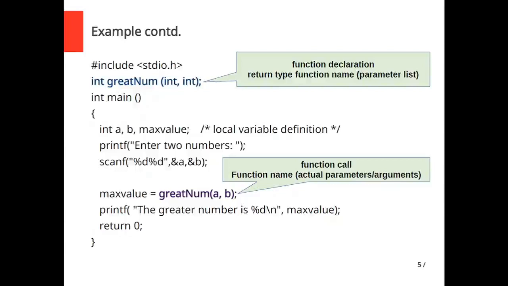So the max value variable is of data type int, which accepts the value returned by the greatNum function. So the next statement is we are printing the greater value which is stored in the variable max value. So this is how we call a function from a program or another function.